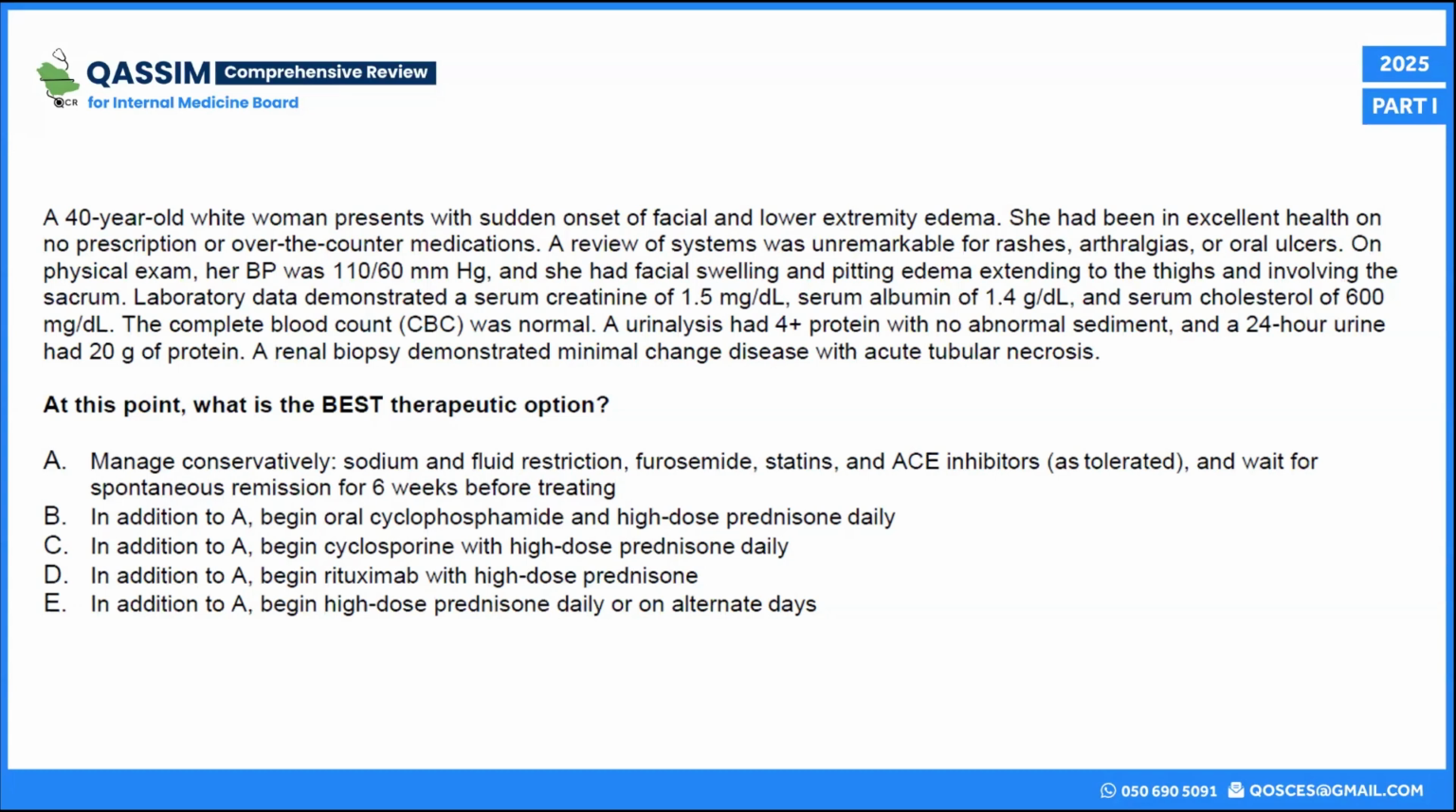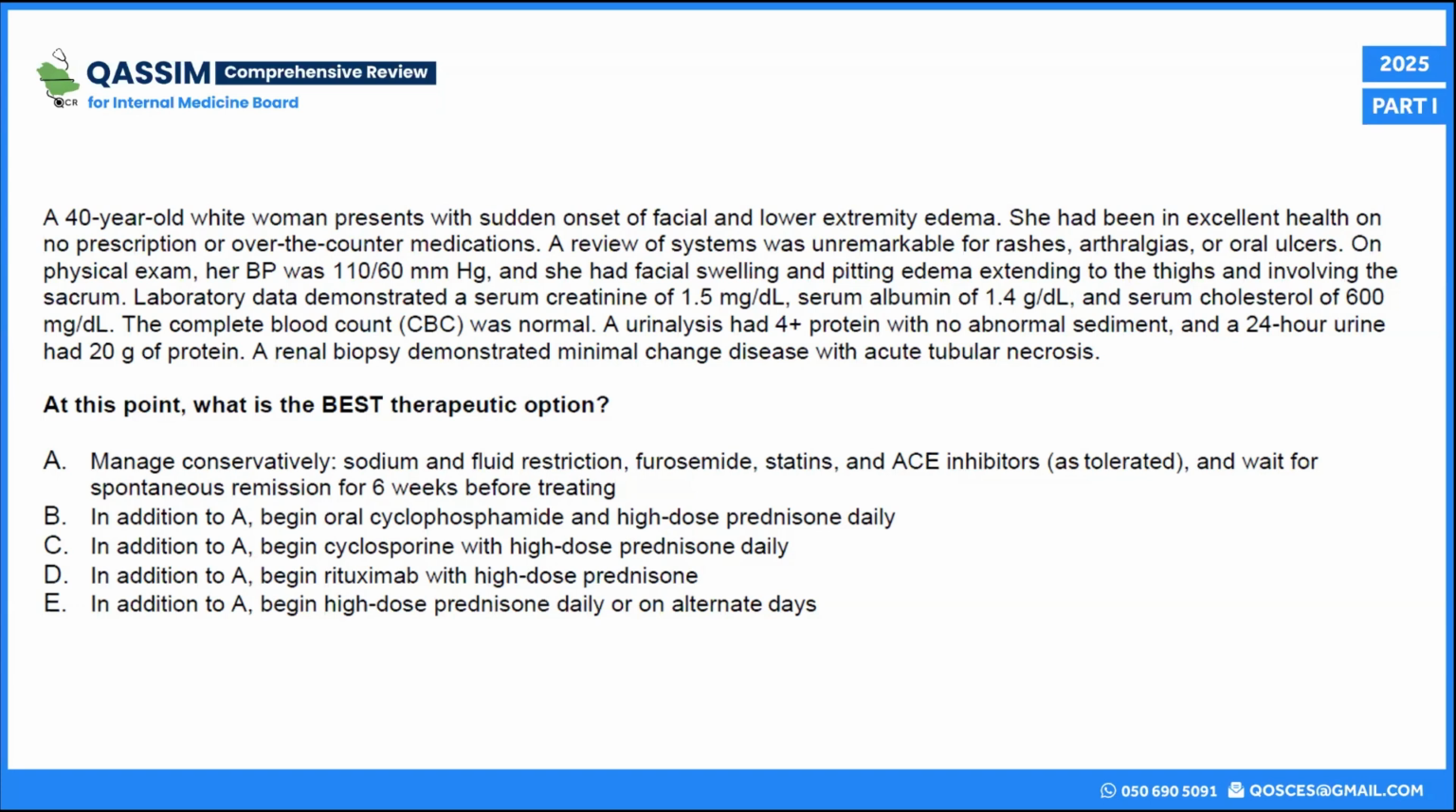Serum creatinine is 1.5 milligram, or we can convert it by multiplying by 88. Serum albumin is 1.4, so the patient has hypoalbuminemia. Serum cholesterol is 600. The CBC was normal. Urinalysis is 4 plus protein. 24-hour urine collection had 20 gram of protein. Renal biopsy demonstrated minimal change disease with acute tubular necrosis.